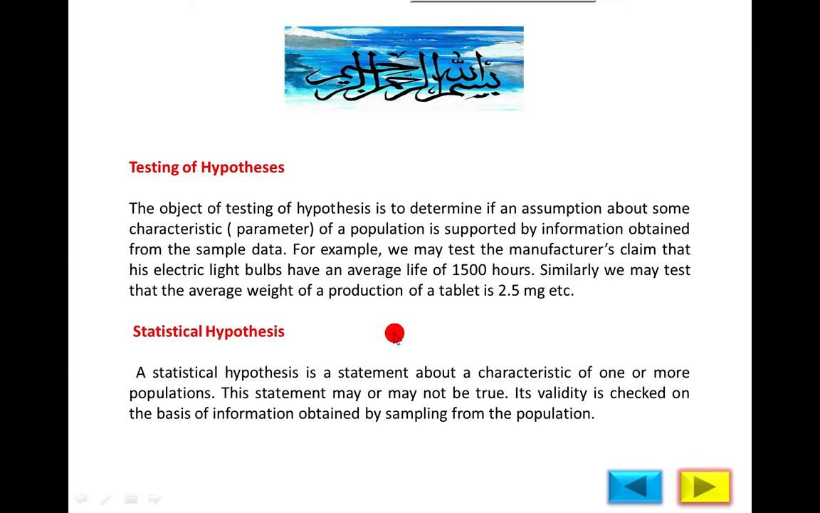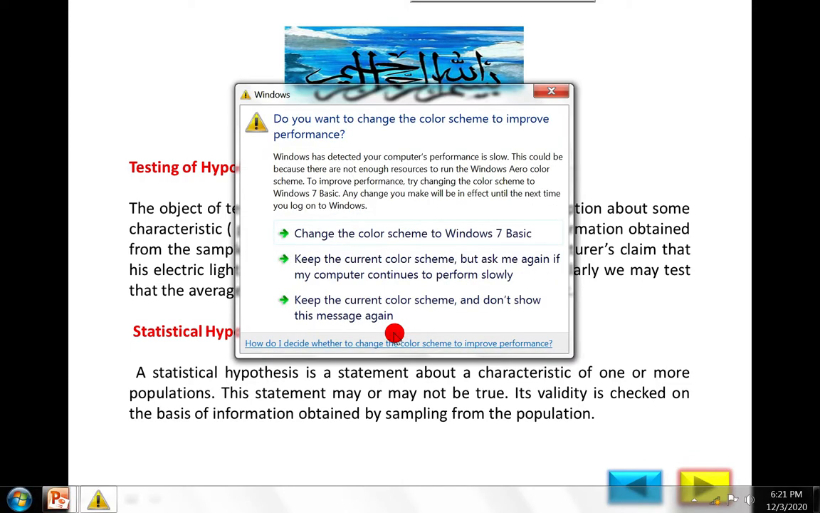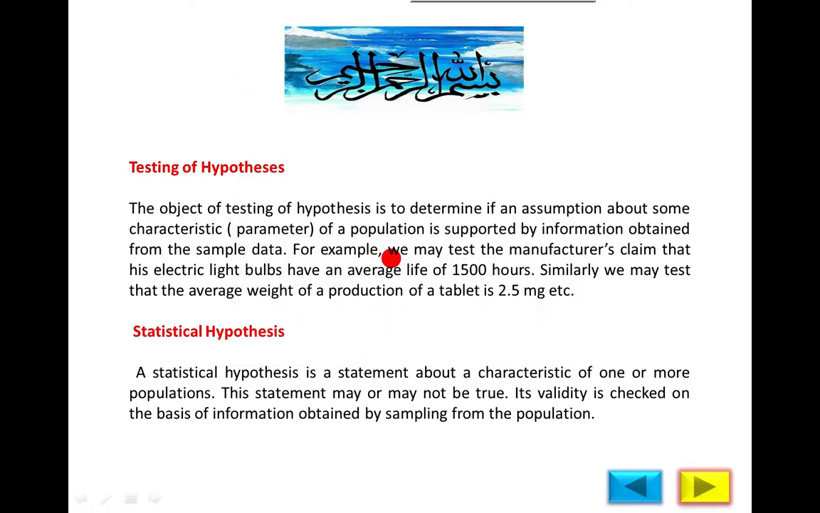In testing of hypothesis, according to the syllabus, we have 8 different topics, but the definition, concepts and steps are the same. We will use different formulas for testing of hypothesis for mean, variance, standard deviation, proportion, etc. So the first heading is the testing of hypothesis.